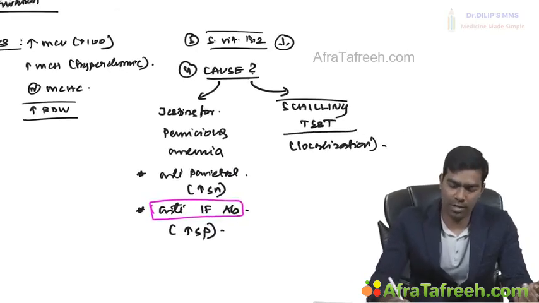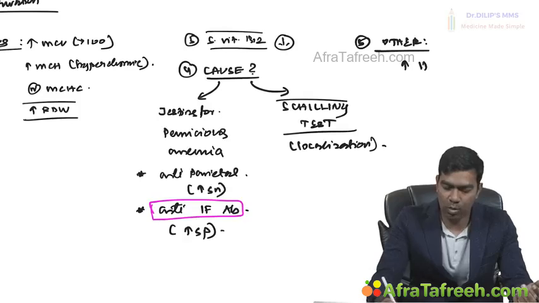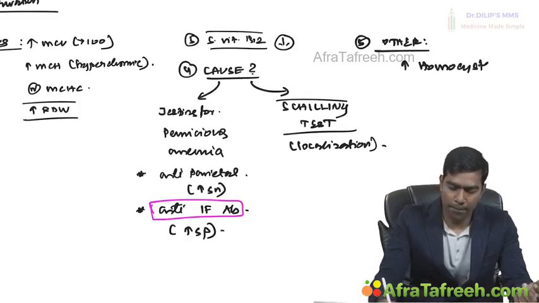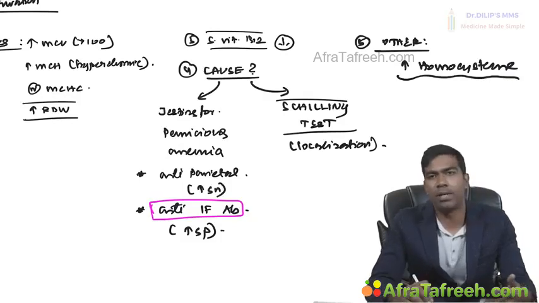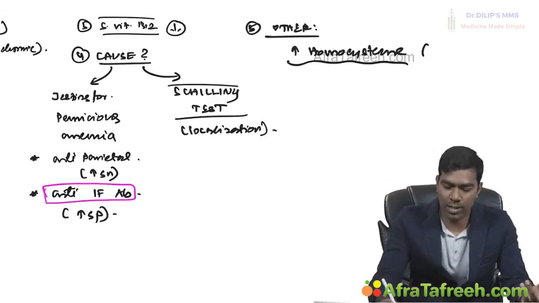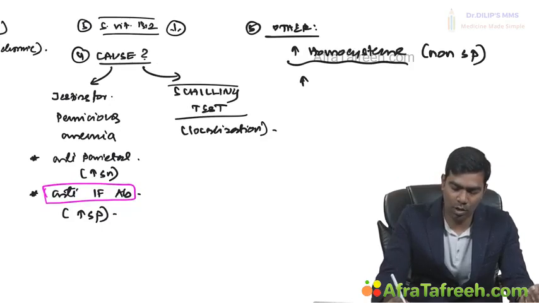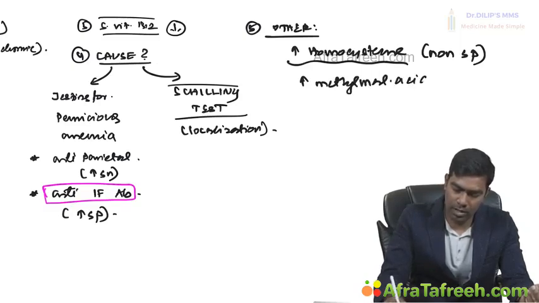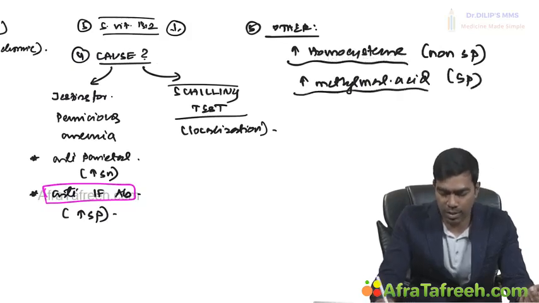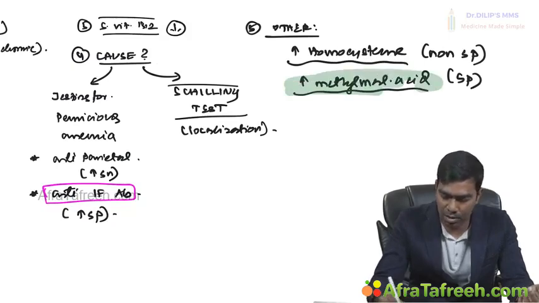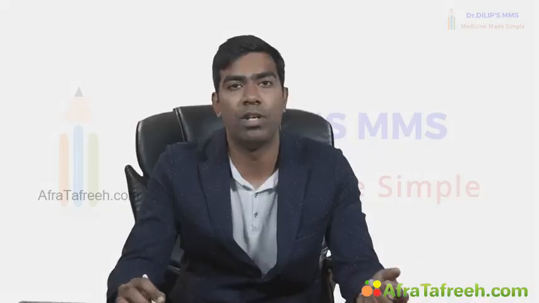So other associated findings, if you ask me what you will see in B12 deficiency, one is your increased homocysteine. Remember, this increased homocysteine can happen in both folate as well as B12 deficiency, so it is actually quite non-specific for B12 deficiency. But there is another one called increased methylmalonic acid. So this increased methylmalonic acid is actually quite specific for B12 deficiency because this happens only with B12 deficiency. This does not happen with folate deficiency.